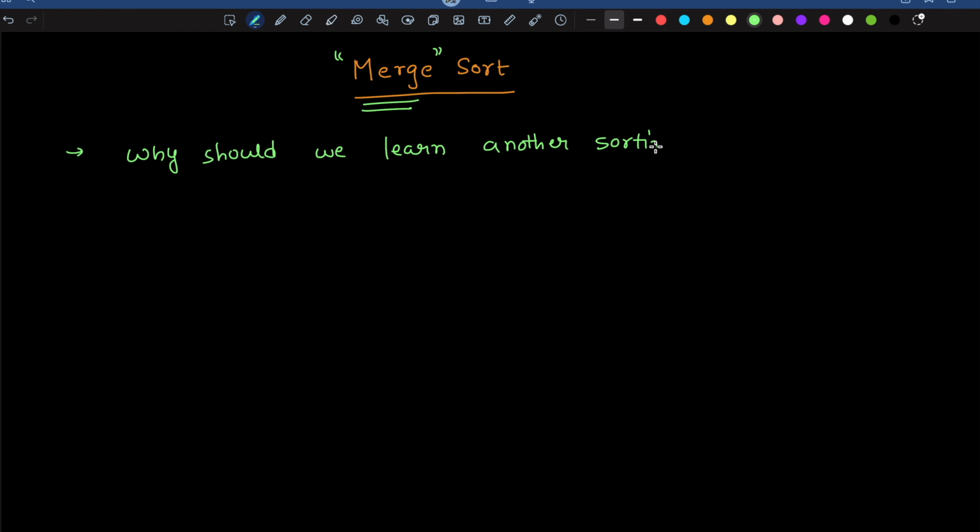So we have already learned about insertion sort, right? Given an array, we can sort it using insertion sort. So the big question here is why should we learn another sorting algorithm if you have already learned insertion sort? There are a couple of very interesting reasons. The first reason: if you look at the insertion sort algorithm, in the worst case, it will take order of n square time.